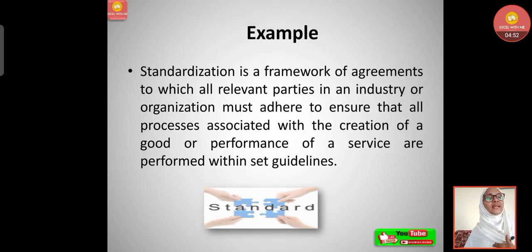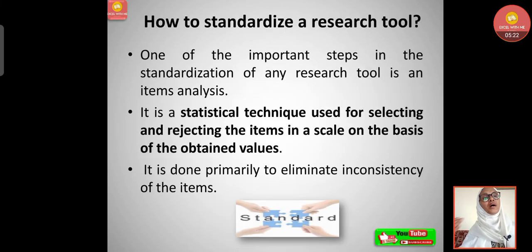So let's see through one example here. Standardization is a framework of agreements to which all relevant parties in an industry or organization must adhere, to ensure that all processes associated with the creation of a good or performance of a service are performed within set guidelines. So standardization of a tool means already standardized tools which are reliable and valid are available, that the researcher can choose for perfection and easily do the administration.